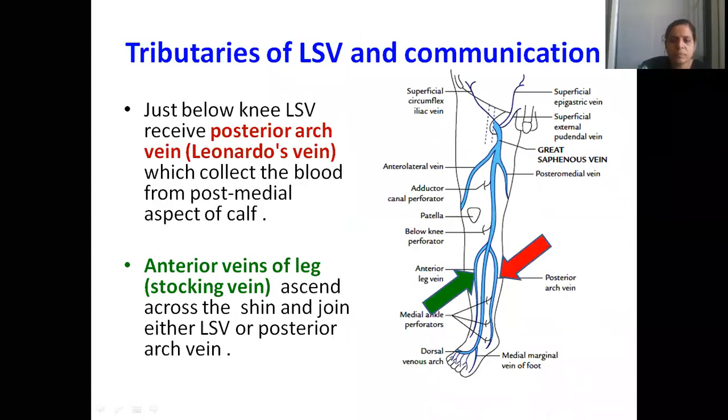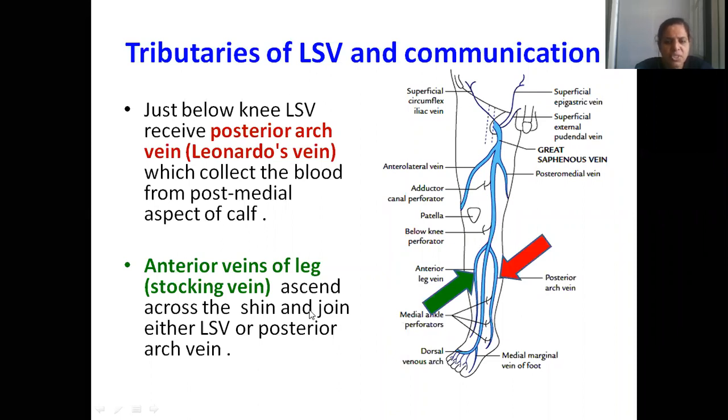Then so tributaries of this great saphenous vein and communication just below the knee. See this one. So actually it is receiving posterior arch vein, this red one. Okay, this is also called as Leonardo's vein, which collects the blood from posterior medial aspect of the arm. Then anterior veins of leg, this one.